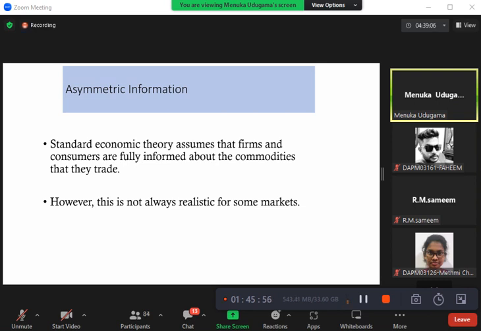Right? So we should be able to trust the label. So trust is also very important, and we see a lot of studies on trust and information economics. Right? So coming back to asymmetric information.